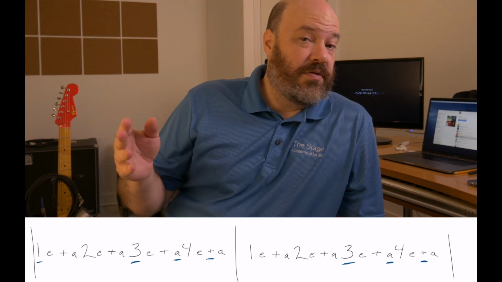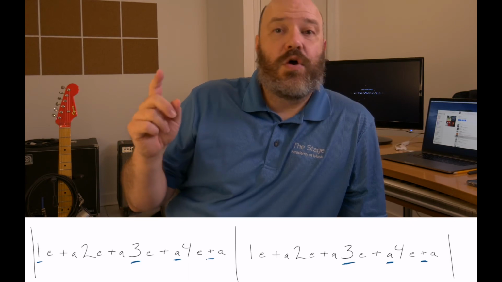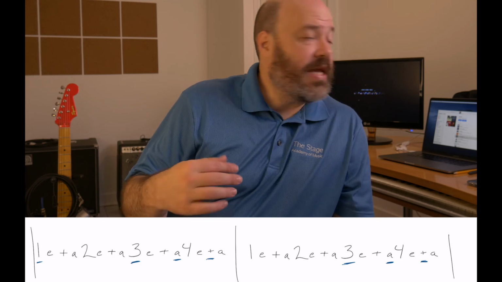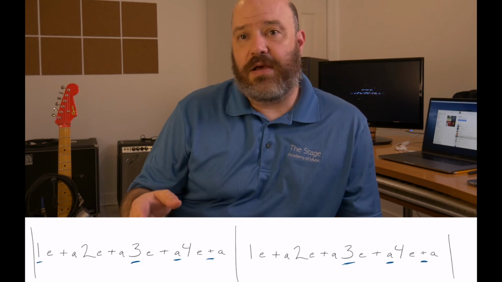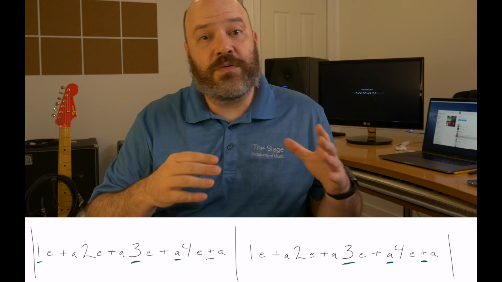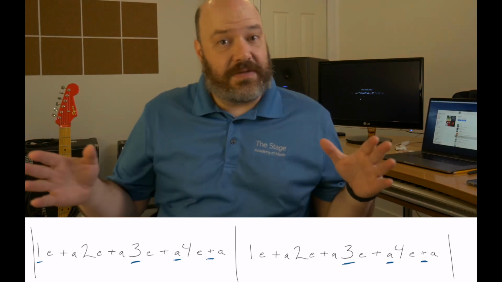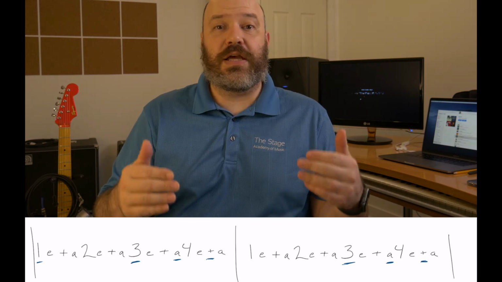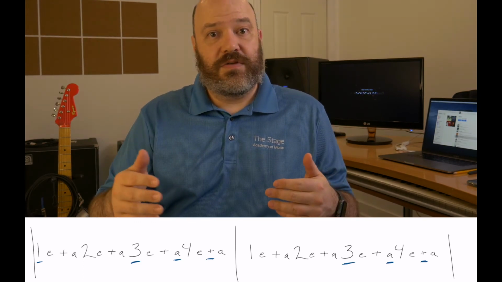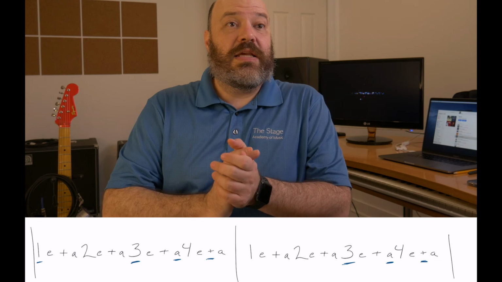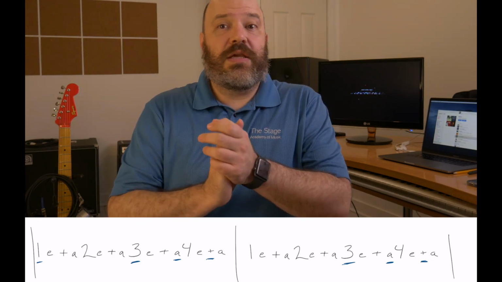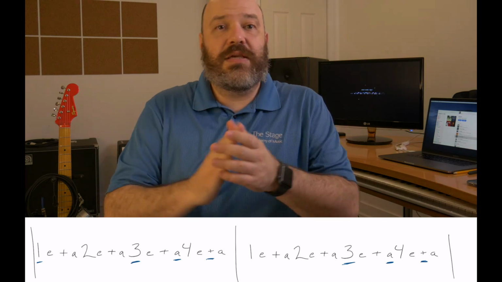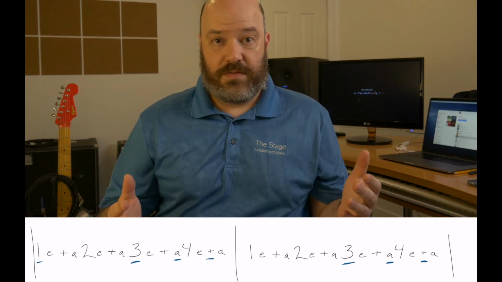So say that. Ready? And 1 E and a 2 E and a 3 E and a 4 E and a. Okay, now what you're going to do is say that, and clap on all the underlined rhythm values, like 1 E and a 2 E and a 3 E and a 4 E and a 1 E and a 2 E and a 3 E and a 4 E and. That's what you're going to do with me.